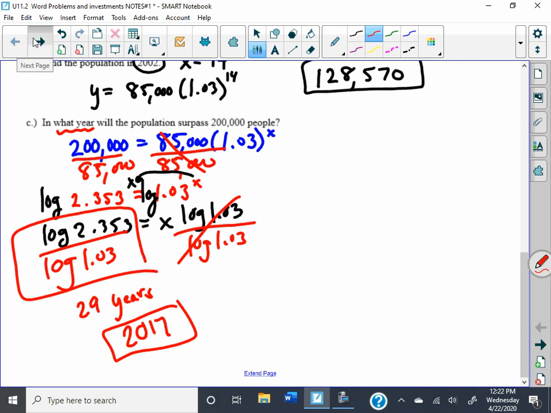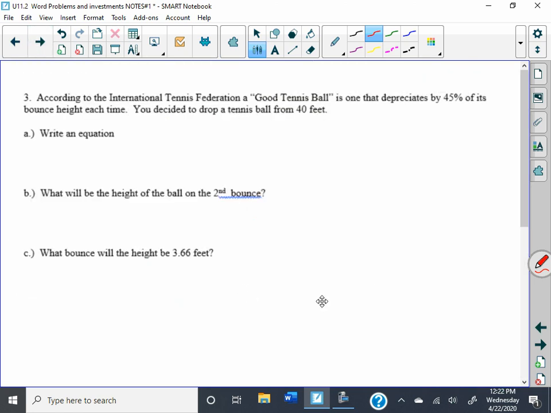Okay, moving on. Number 3. According to the International Tennis Federation, a good tennis ball is one that depreciates by 45% of its bounce height each time. You decide to drop a tennis ball from 40 feet. Write an equation that models this.